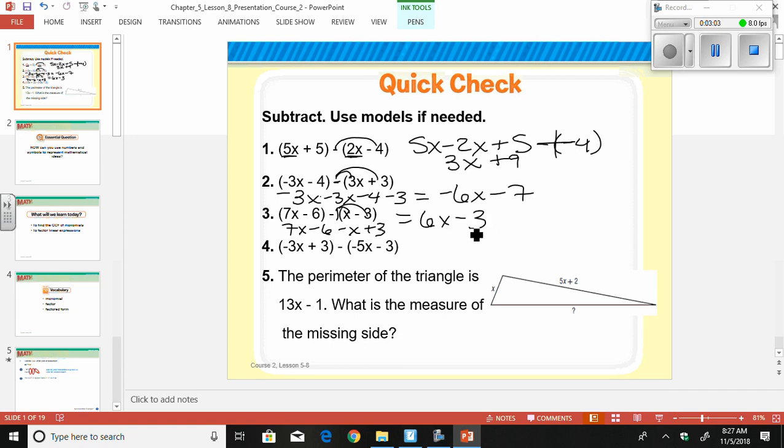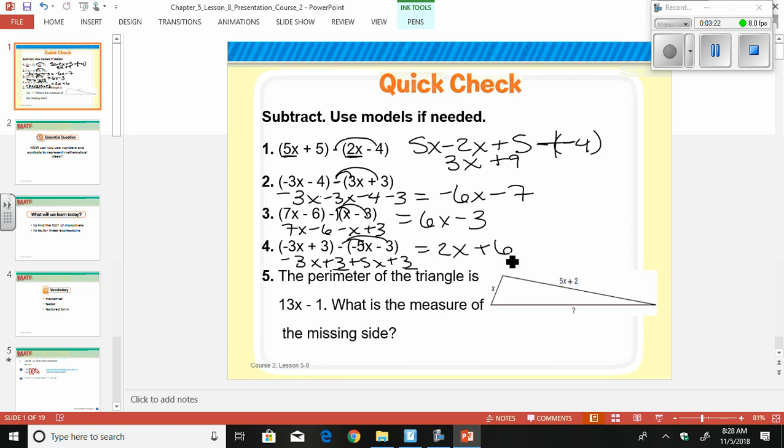Notice each one of these I've done a little differently. Just figure out which one's best for you. Take that negative 3. So negative 3x plus 3 plus 5x, because a negative times a negative is a positive, plus 3. So negative 3x and 5x gives us 2x. 3 plus 3 is 6.